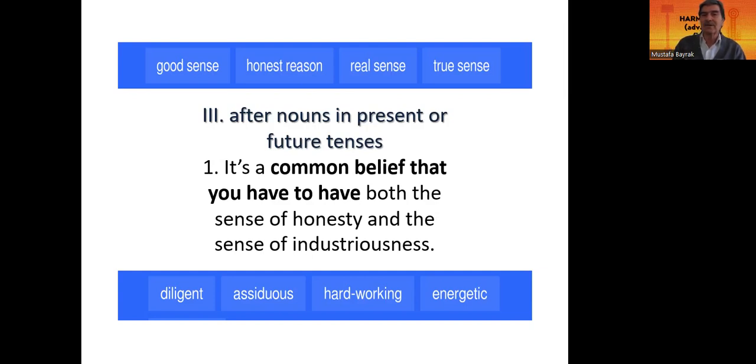Now, it's okay now. It's clear now. Honesty also means good sense, honest reason, real sense, true sense. Yeah, honesty. And industriousness, hardworkingness, also mean diligence.